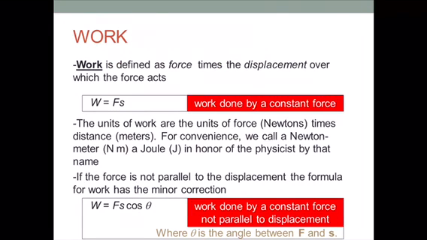Work is defined as force times displacement over which the force acts. If we put it in a formula, that will be work equals force times displacement. W equals Fs.